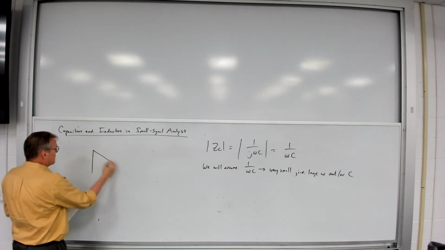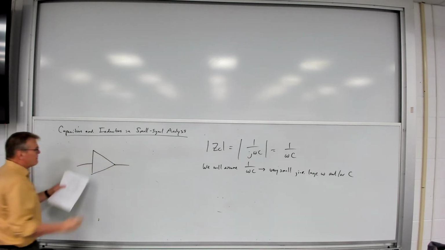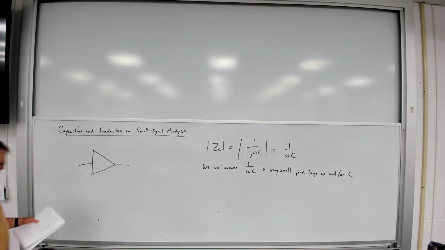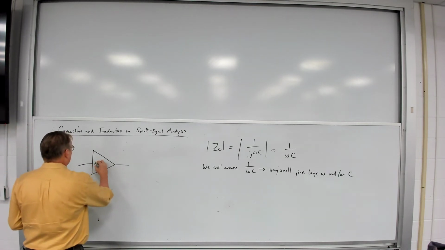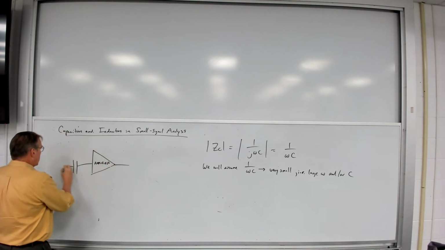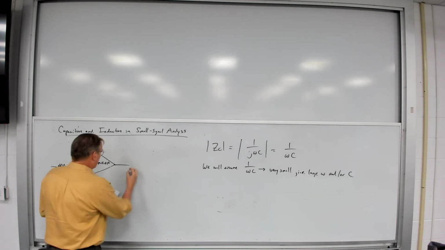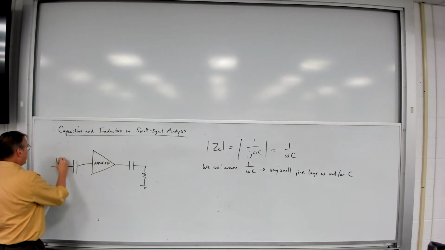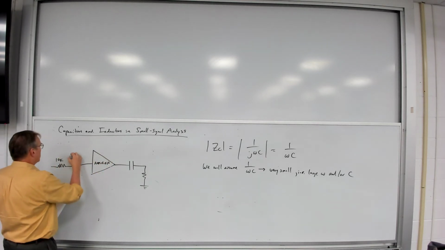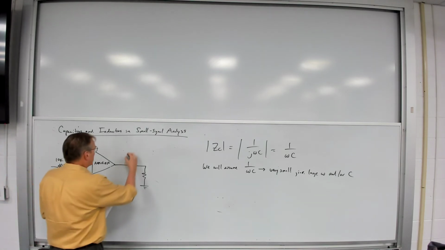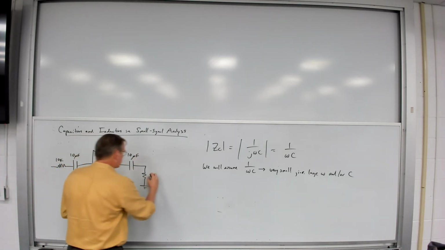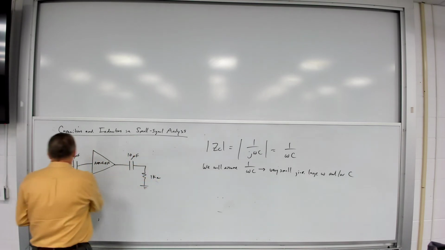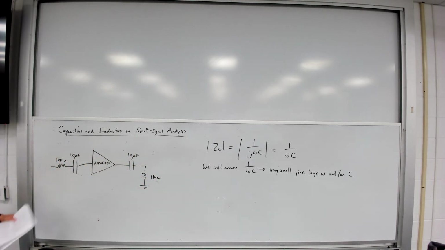Let's say I've got an amplifier circuit. And right now I'm not going to focus on what's in that amplifier circuit, but let's just say here's an amplifier. And I have a resistor-capacitor network at both the input and the output of this amplifier. All right, now I'm going to make an assumption.